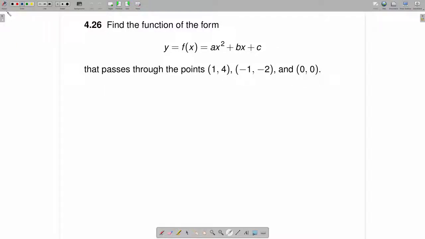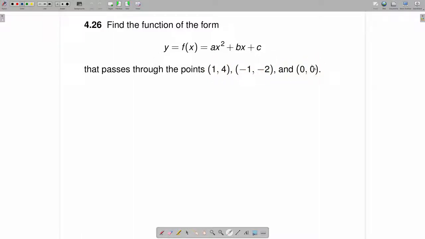Find the function of the form y equals f of x equals ax squared plus bx plus c that passes through the points (1, 4), (-1, -2), and (0, 0). This particular function is a quadratic function, and we're trying to find the quadratic function. In other words, we're trying to find the coefficients a, b, and c that correspond to a quadratic that passes through those 3 points.